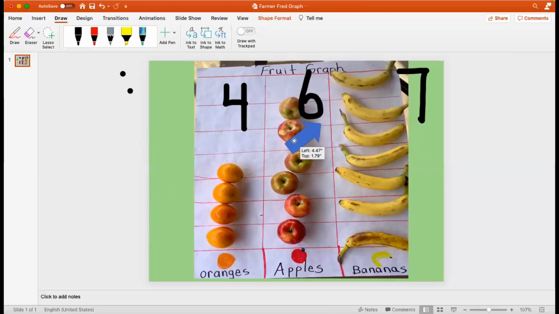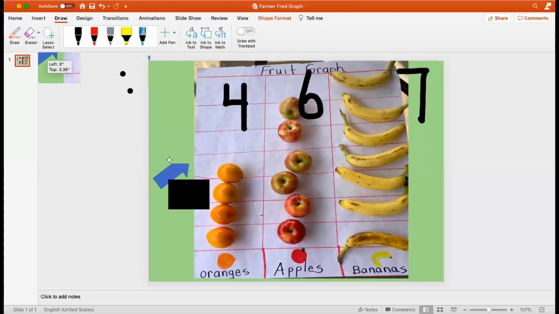7 is more than 6. 7 is more than 4. So that tells me that the fruit I have the most of is the bananas. 4 is less than 6. And 4 is less than 7. That tells me that the fruit I have the least of is the oranges. There are fewer oranges than apples, and there are fewer oranges than the bananas.